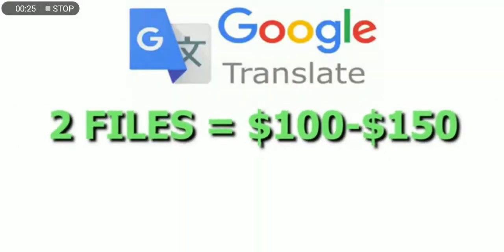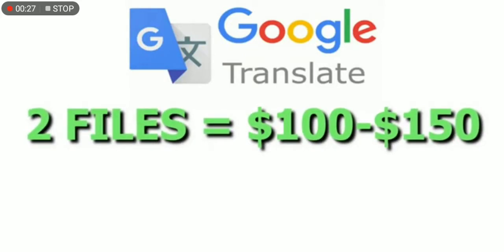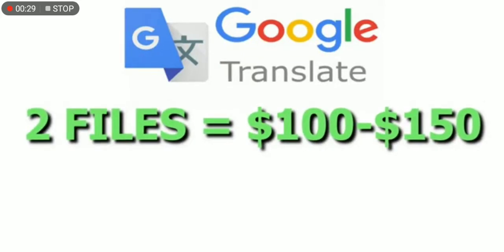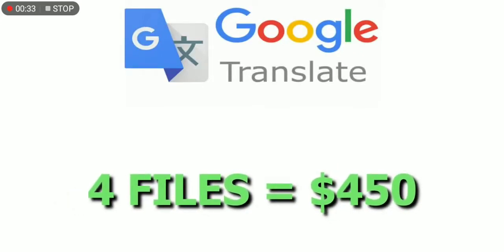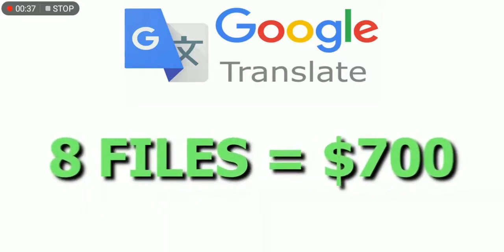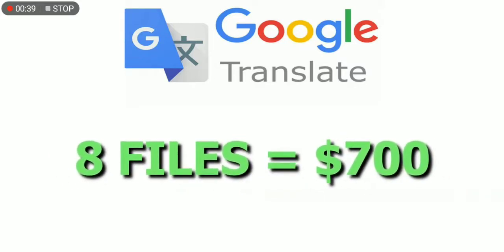If you translate 2 files using Google Translate, you can make between $100 and $150. If you translate 4 files, you can earn up to $450. If you translate 8 files, you can earn up to $700. And the earning potential is insane. Also, you can do this over and over again.